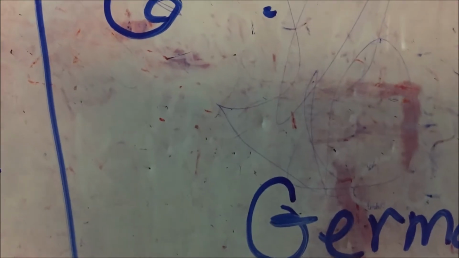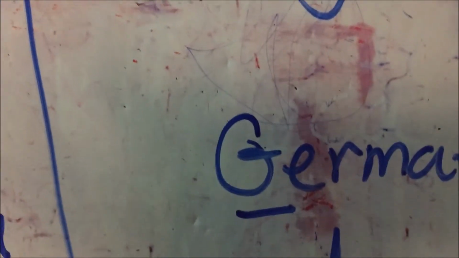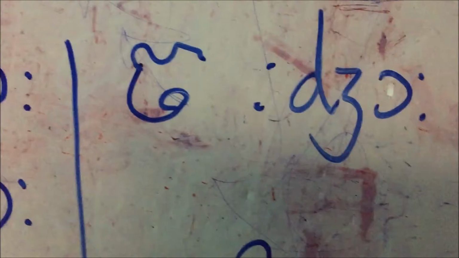Okay, we go to jaw. How to make the sound in English for jaw? Like German, right? Like German. German in jaw, this is the sound z, right? The symbol phonetic consonant is written like this. Jaw, clearly.